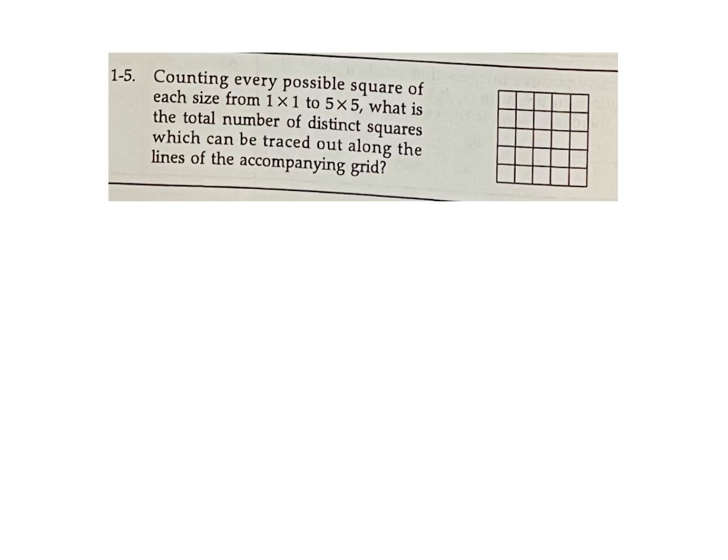Counting every possible square of each size from 1 times 1 to 5 times 5, what is the total number of distinct squares which can be traced out along the lines of the accompanying grid? Okay, so basically, how many squares?